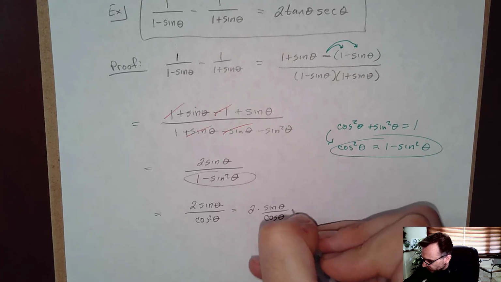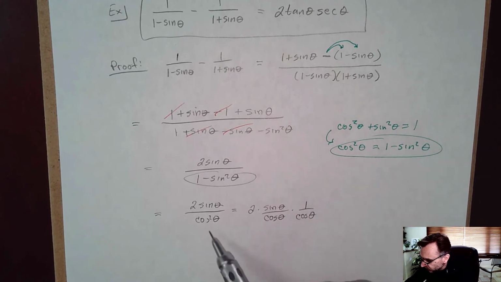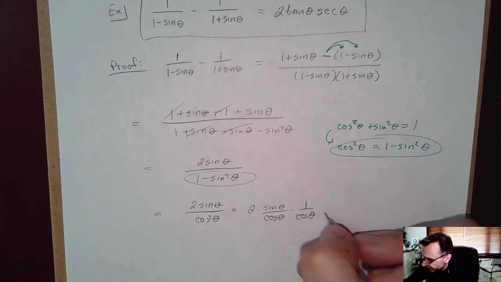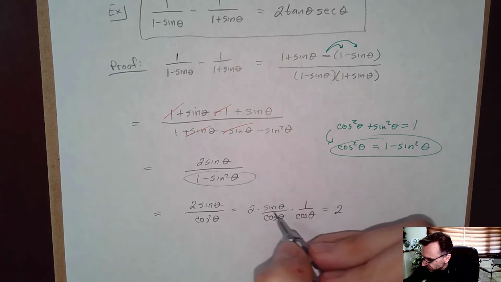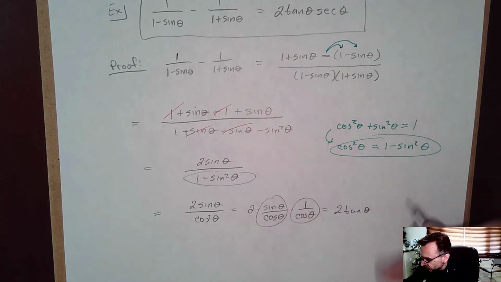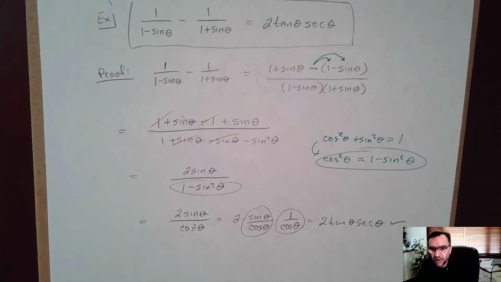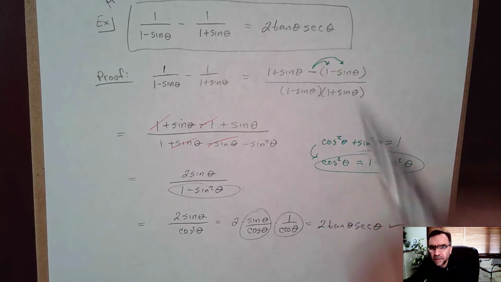That's not a common denominator. This is multiplication times cosine theta, right? So there's 2 cosines on the bottom, cosine squared, and then there's a 2 and a sine theta on the top. So if I write it like that, you can really see that this is 2 times tangent times secant, right? 2 times tangent times secant. And that's what we were trying to prove here.